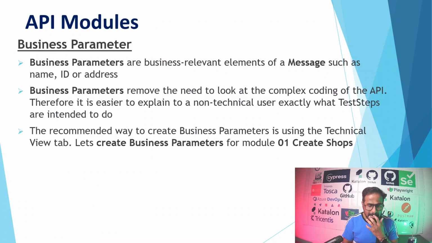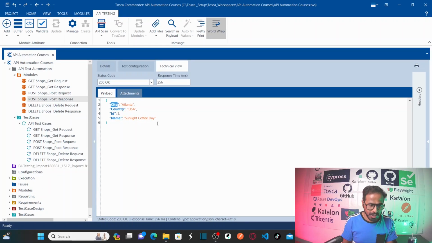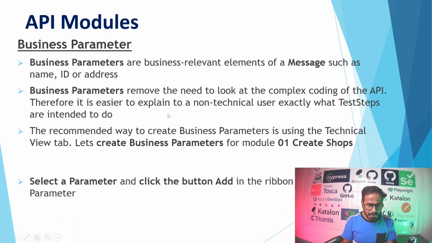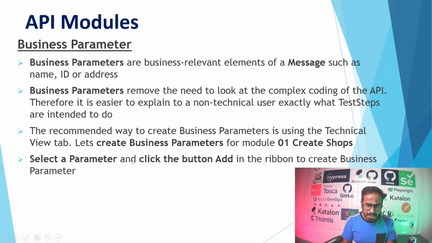Okay, and then let's create business parameters for module 1, which is create shops or post shops. In our case, this is post shops. So let me first create business parameters for my post shops post request. What I'm going to do here is first select a parameter and click the add button.